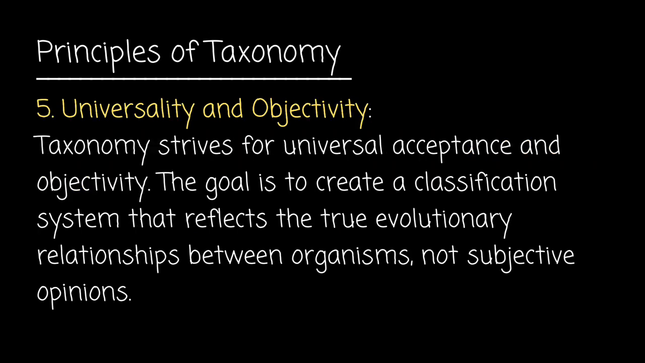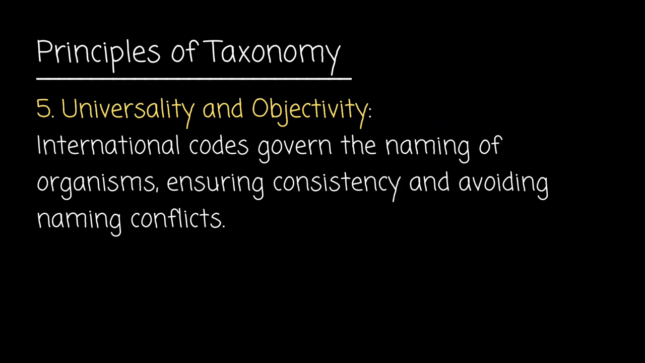5. Universality and objectivity. Taxonomy strives for universal acceptance and objectivity. The goal is to create a classification system that reflects the true evolutionary relationships between organisms, not subjective opinions. International codes govern the naming of organisms, ensuring consistency and avoiding naming conflicts.